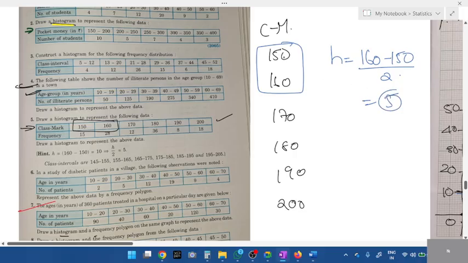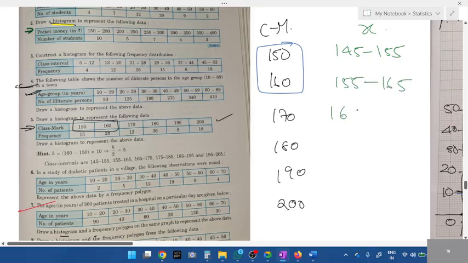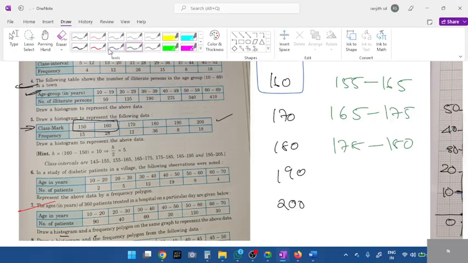5. Now, with 150, add and subtract 5, students. What do you get with 150 if you subtract 5? 145. If you add 5, 155. Is this clear? All of you understood how to convert to 145 to 155? This is what you have to take on the x-axis. Next, subtract 5 from 160, 155. Add 5 to 160, 165. 165, 175. 175, 185. Is this continuous or discontinuous? Tell me what kind of value we got.